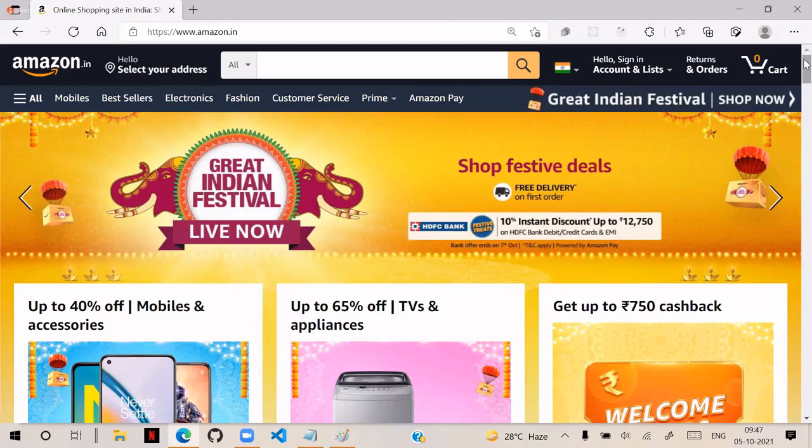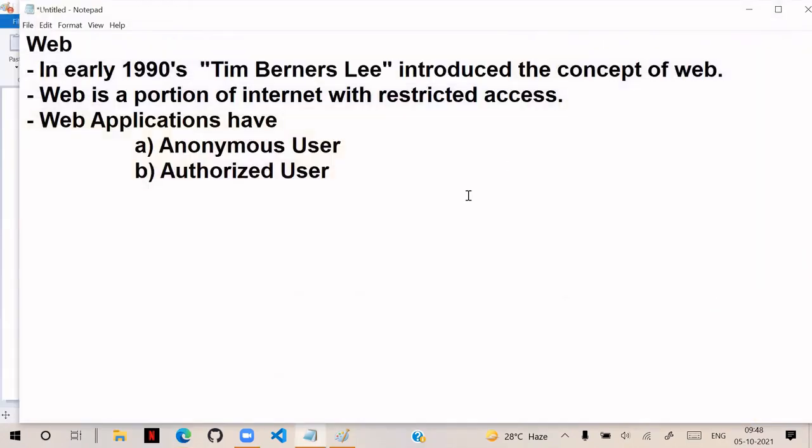That means as an anonymous user, you have certain restrictions. As an authorized user, you are given access to more. Every web application will have two kinds of users: anonymous users and authorized users. Anonymous users means guests. Authorized users will have continuous access. That means complete access. Of course, it is not complete. There are certain limits again.